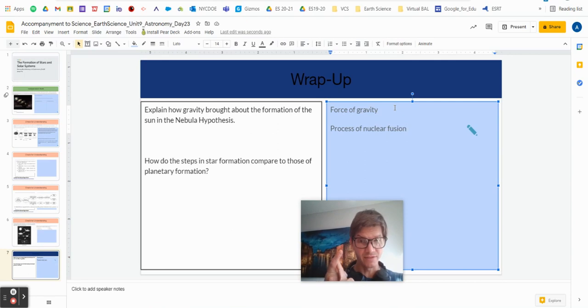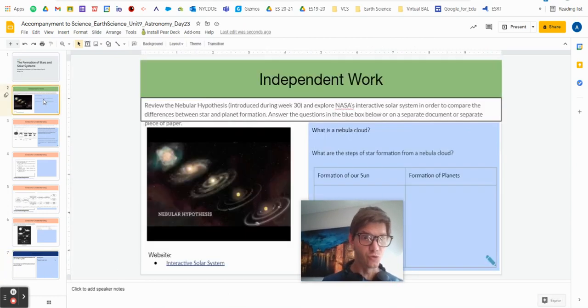So does gravity have to do with both of them? Does fusion have to occur with the formation of stars and the formation of planets? Is it happening? The answer is no, because planets don't have the mass, and therefore the gravity, to cause fusion to happen. So there's a big difference between stars and planets in addition to just the general size.